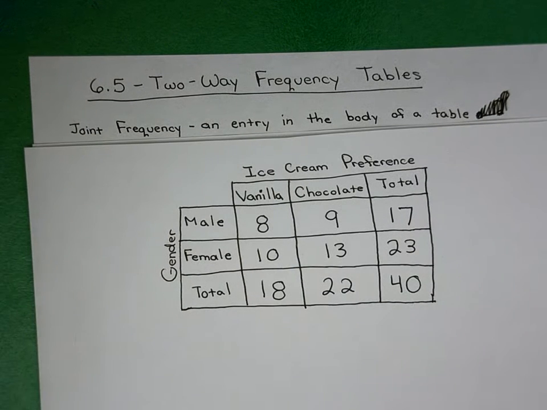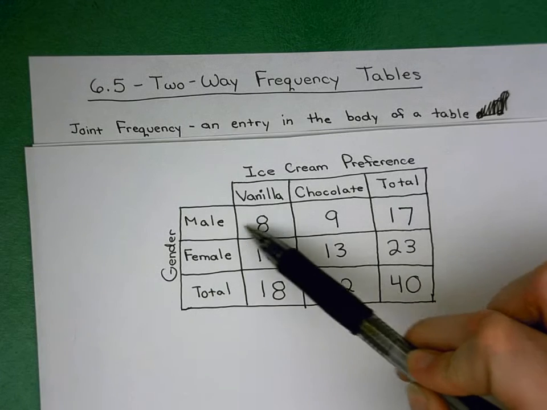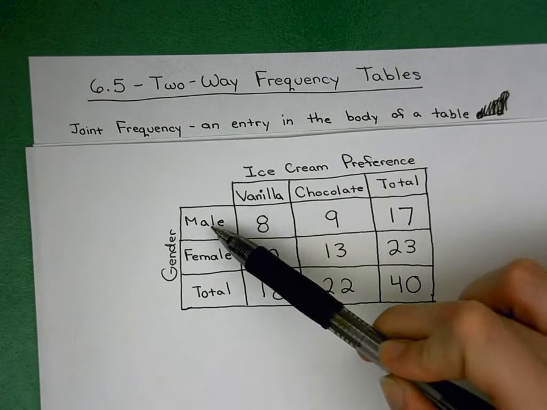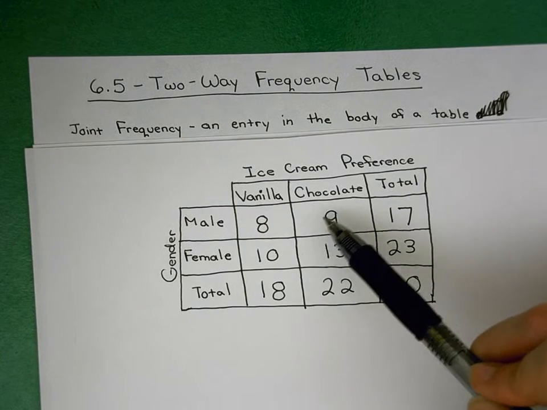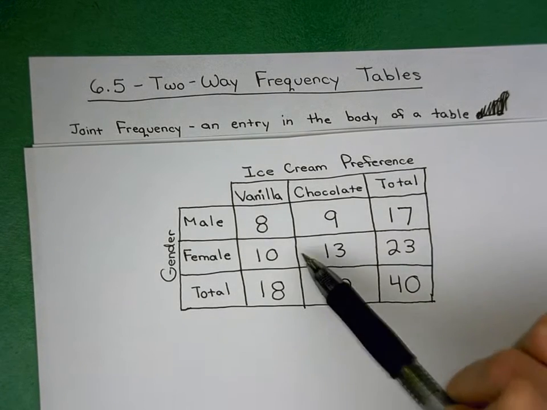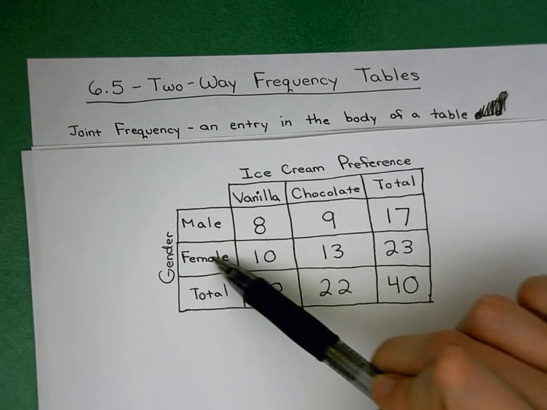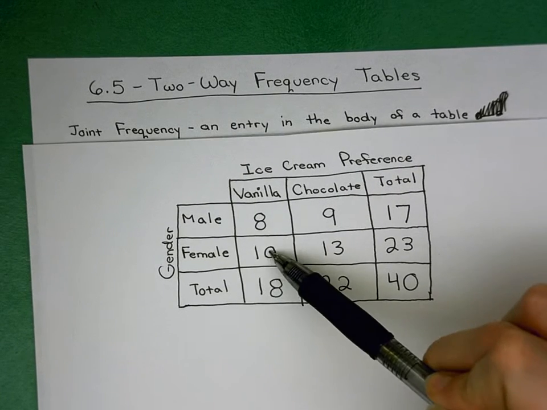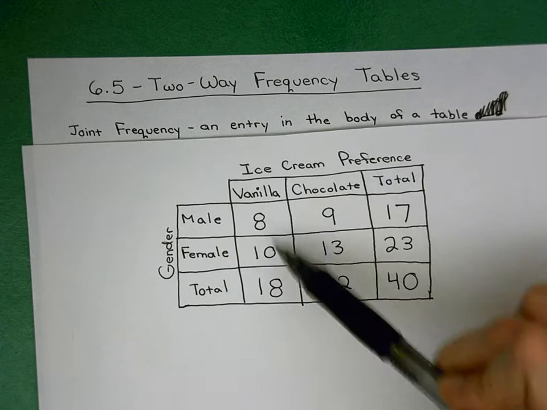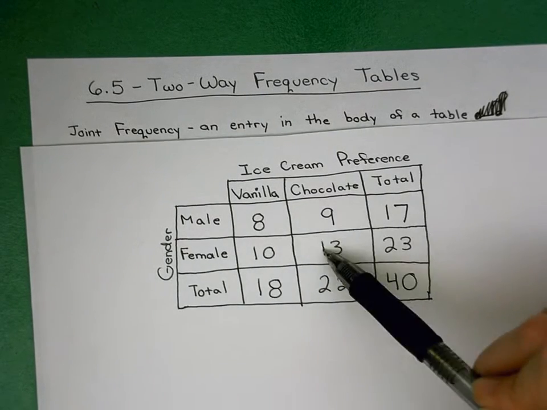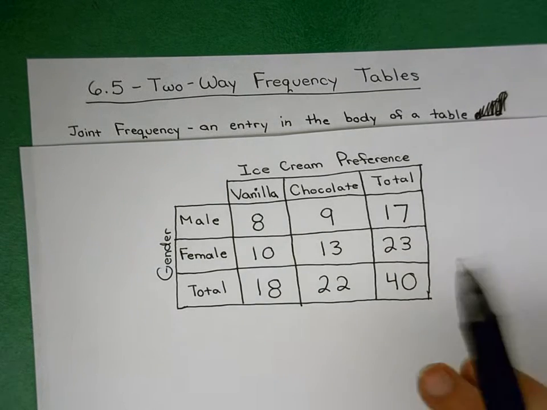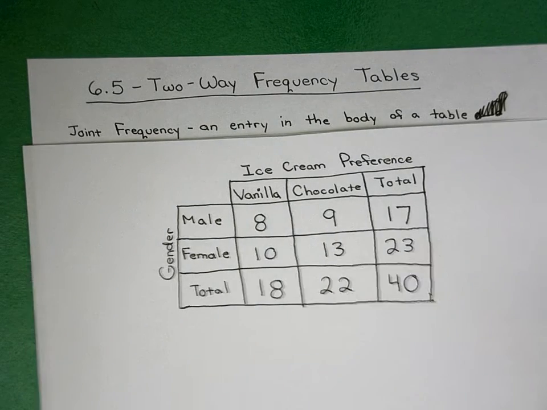And so for a joint frequency, for example, we could be asked for the joint frequency of vanilla and male. Well, the joint frequency of vanilla and male would be 8. So this is a joint frequency, this is a joint frequency, 9 is the joint frequency of male and chocolate. 10 is a joint frequency, you can see your elbow being created here. 10 is the joint frequency of female and vanilla, and 13 is the joint frequency of female and chocolate. Those are all joint frequencies: 8, 9, 10, and 13.